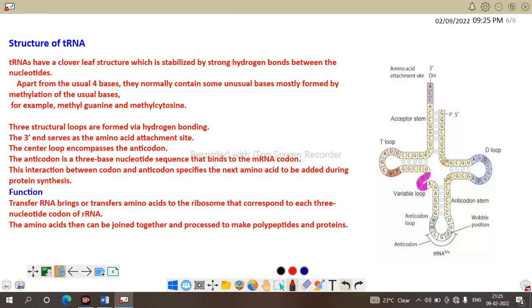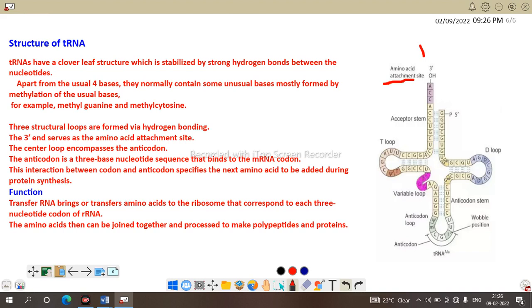This is the structure. Here is the amino acid attachment site, where the amino acid is added, and here at the bottom is the anticodon. Here is the anticodon loop and the variable loop. So, transfer RNA has a cloverleaf model structure, as you see in the displayed image. Apart from the 4 usual bases, they normally contain some unusual bases, mostly formed by methylation of usual bases, for example methyl guanine and methyl cytosine. 3 structural loops are formed via hydrogen bonding.